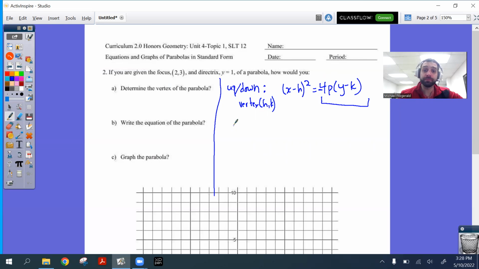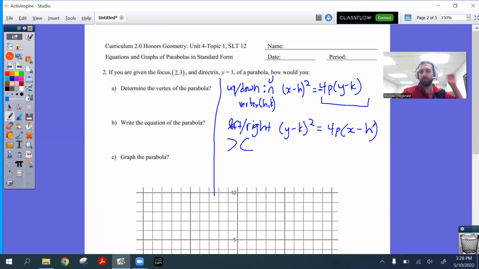Similarly, if it's opening left or right, it's going to be of the form (y minus k) squared is equal to 4p (x minus h). By the way, you might be wondering what p is. We're going to get to that, so hold off on it for just a minute. All we see here is that the y is the thing that is squared now, and the x is not. They just kind of swap places.